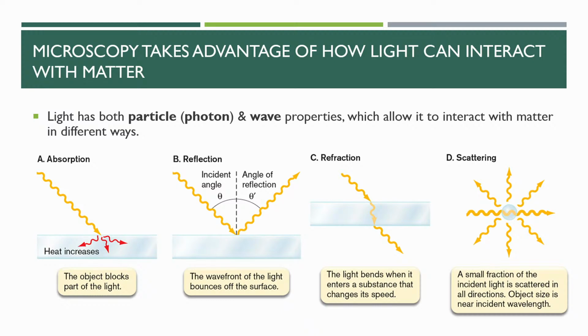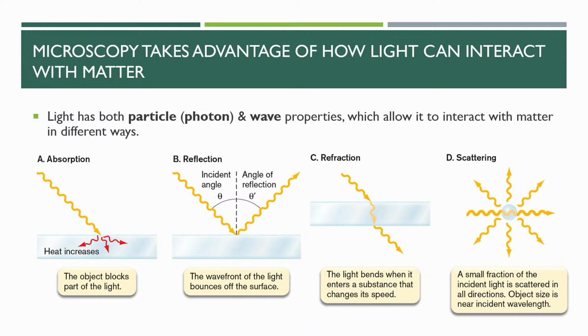So if something is being absorbed, this is the object, the matter. In absorption, it's going to absorb something and increase the heat, and so the object here blocks part of the light that's coming in. The light here is in yellow. Reflection is based on angles and the wavefront of the light, and it's bouncing off of the surface directly. It's being reflected.